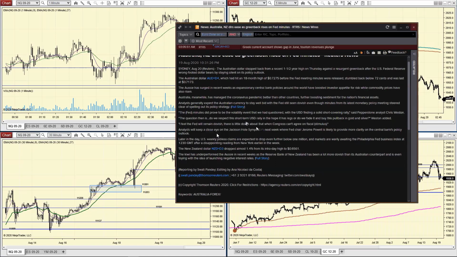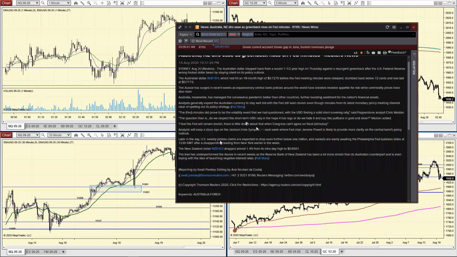Analysts will keep a close eye on the Jackson Hole Symposium next week, with Fed Chair Jerome Powell likely to provide more clarity on the central bank's policy outlook. Later in the day, U.S. weekly jobless claims are expected to drop even further below 1 million, and markets are warily awaiting the Philly Fed Business Index at 12:30 GMT after a disappointing reading from the New York one earlier in the week.